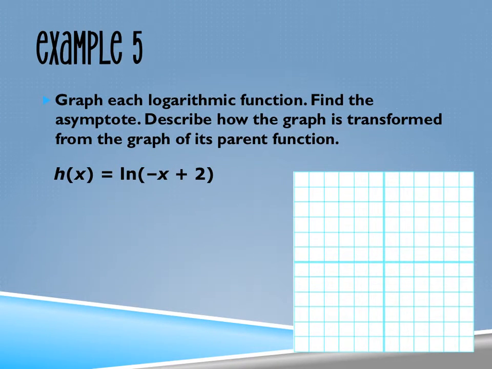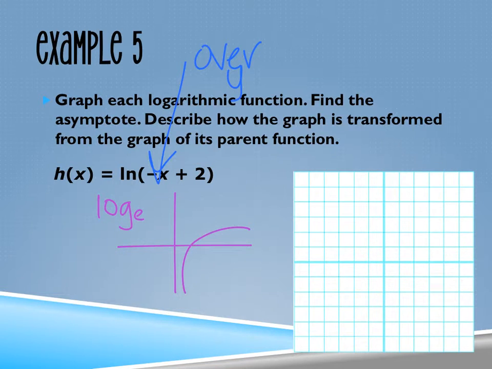All right, so again, let's just describe the transformation. So this time it says ln. What is ln? Log of e. So does it take on all the same characteristics of every other log? Yeah. So this is going to be a general shaped log that would look like this with my transformations. So the negative x inside does what? Over the y. And the plus 2 inside the parentheses is a left 2. So it would be shifted left 2, and it would be turned over the y. Questions on that one?